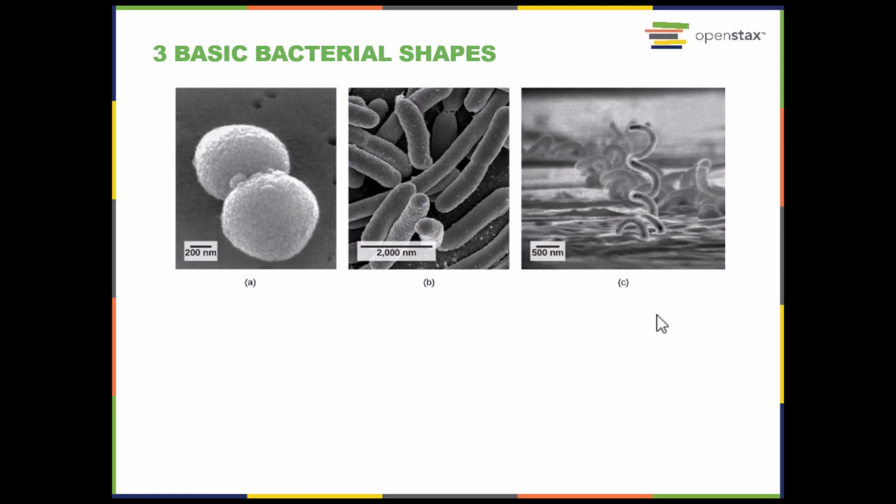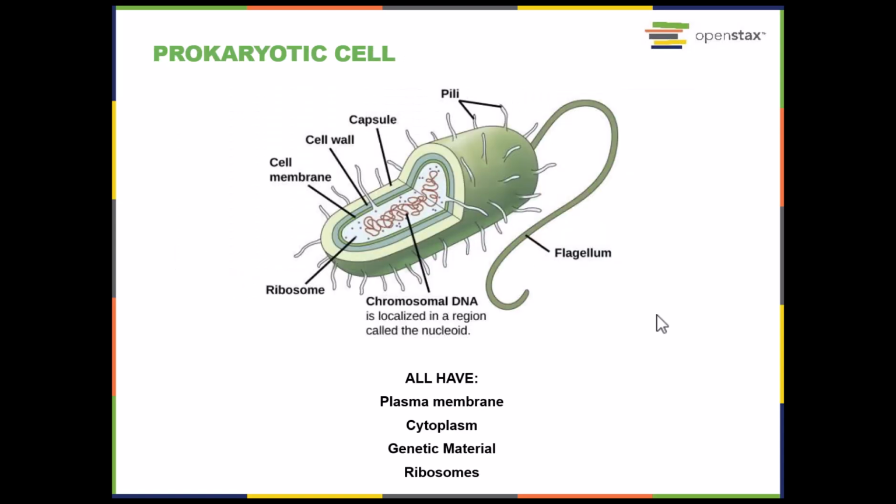Bacteria come in three basic shapes. The round shape is called coccus, the rod shape is called bacillus, and the spiral shape is called spirillus. And then you can also get them either in individual units or they can form chains. So if you see something called streptococcus, it means it's a chain of these spherical cells.